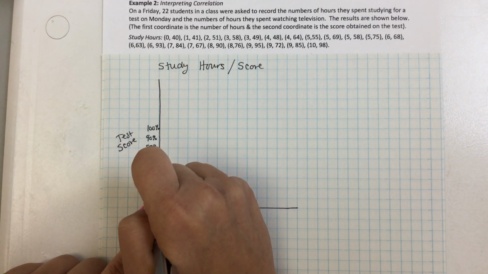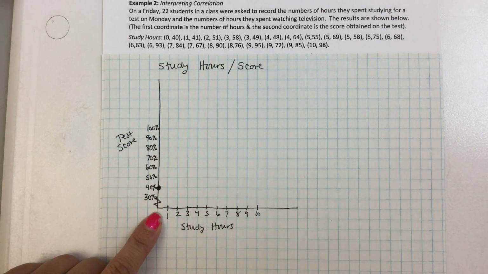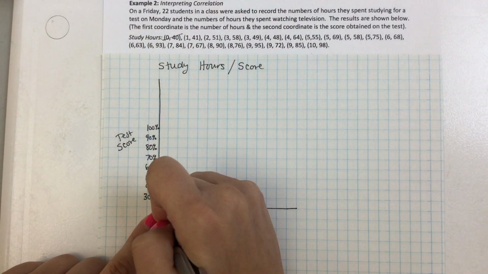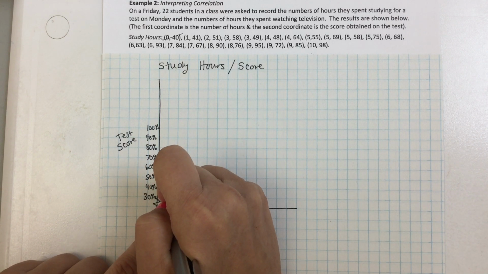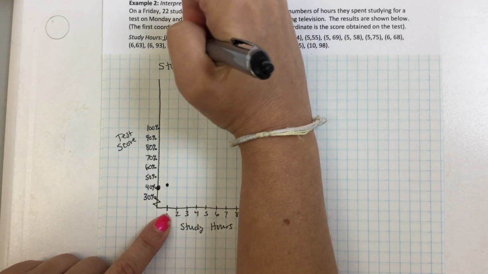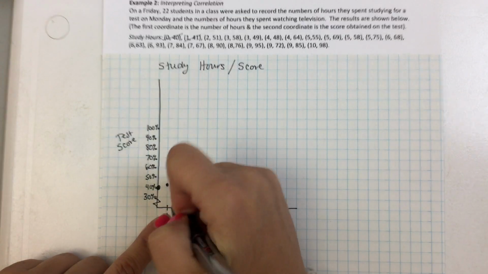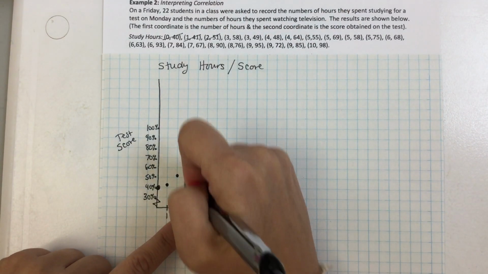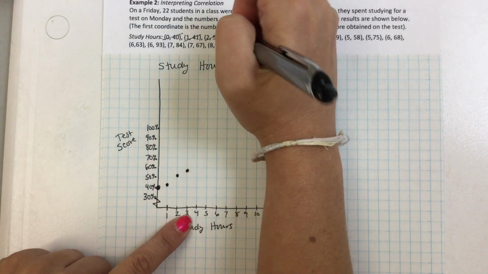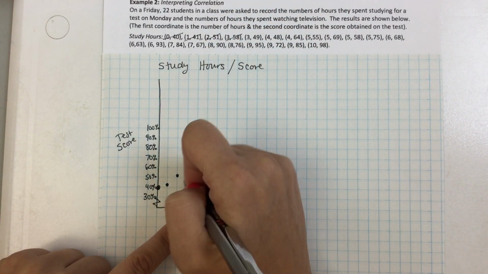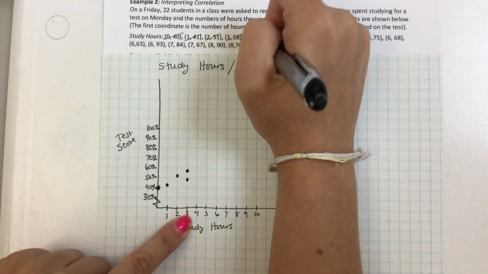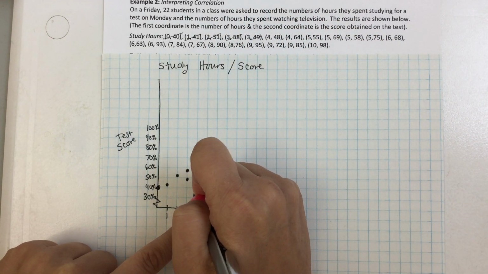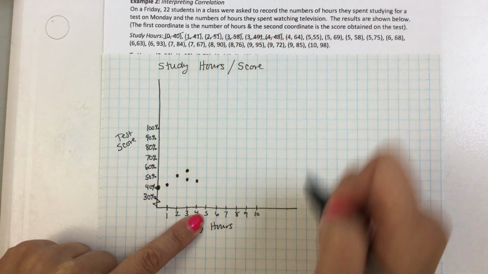So 0 was at 40. So that person studied 0 hours. They ended up with a 40 on the test. Got it. Studied 1 hour, got a 41. Okay, I would be sad if I studied a whole hour and got a 41. 2 hours, 51. 3 hours, 58. Wow, this test must be really difficult. 3 hours and a 49. Bummer, dude. 4 hours and a 48? Yikes, I wonder what this test was on.